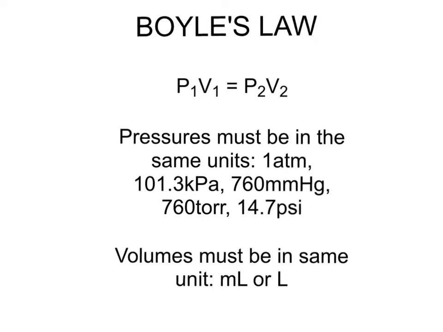The equation for Boyle's Law is P1 times V1 equals P2 times V2. When you solve a problem for Boyle's Law, you need to make sure that your pressures are in the same units. Those units can be atmospheres, kilopascals, millimeters of mercury, torr, or psi. Likewise, your volumes must also be in the same unit. Usually, that is either milliliters or liters. Let's take a look at some simulations using Boyle's Law.